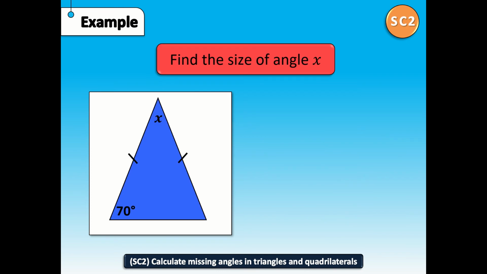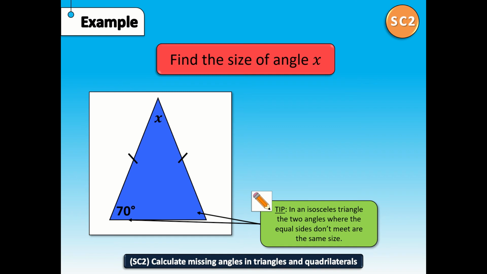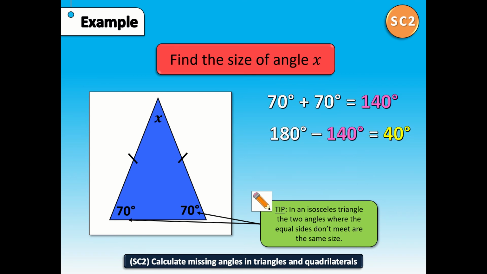In this question, if you want to find the size of angle x, well, it's an isosceles triangle again, so those 2 angles there must be the same size. So we can say that one's 70. So to find the missing angle, if we add those together and then take it away from 180, the missing angle must be 40 degrees.